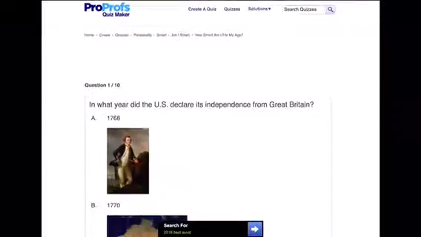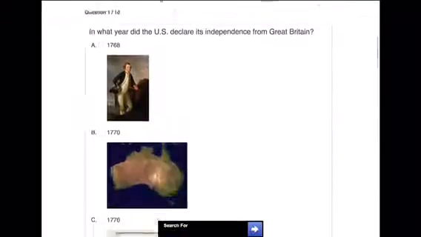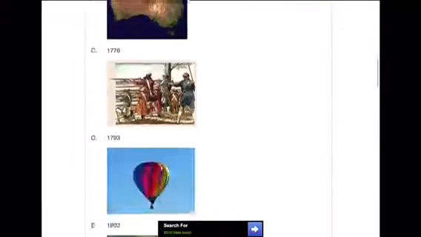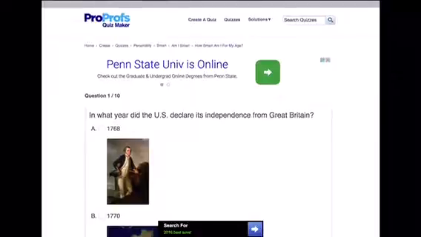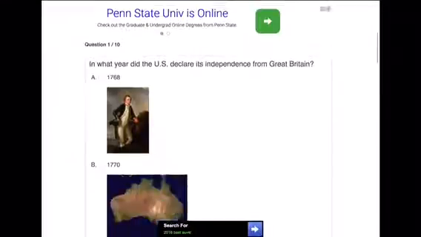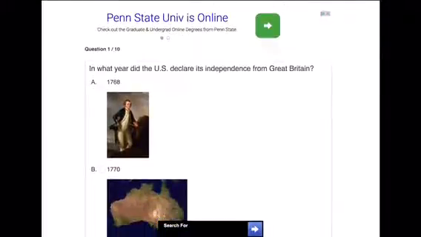What year did the U.S. declare its independence from Great Britain? Okay, this should be easy because I was taught this. Oh my god, this thing is like a million pages long. Oh crap. I really cannot remember this question. Doesn't mean I'm dumb, it's just I really cannot remember this question.